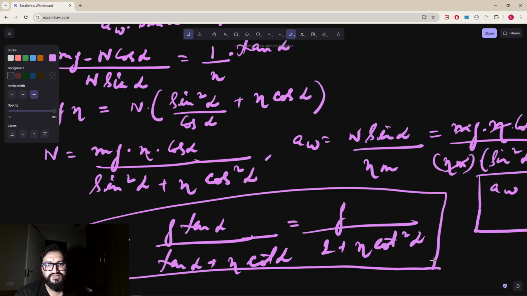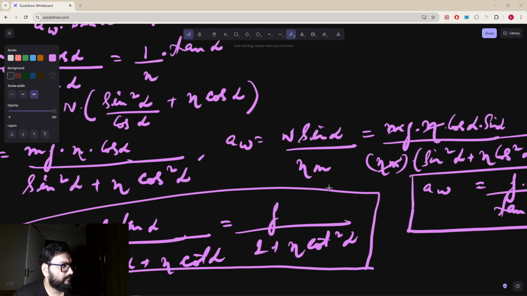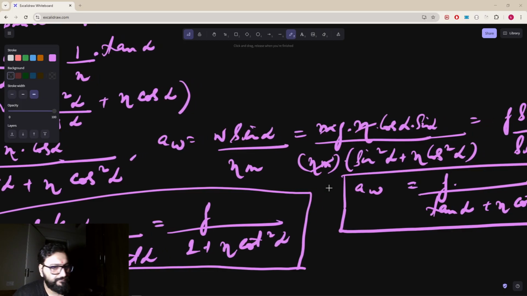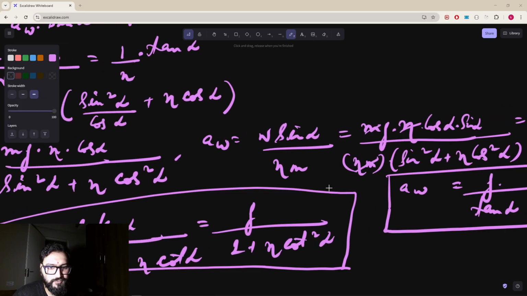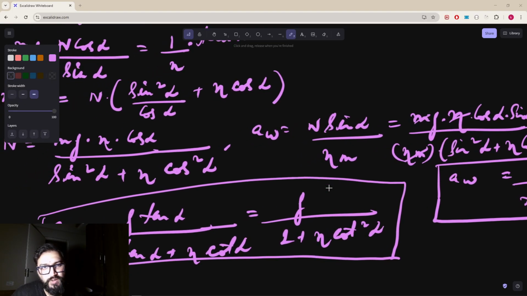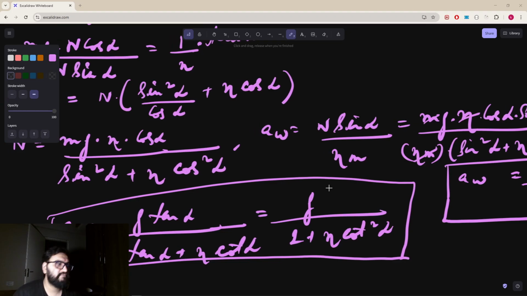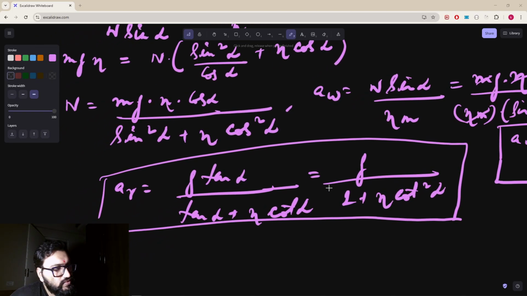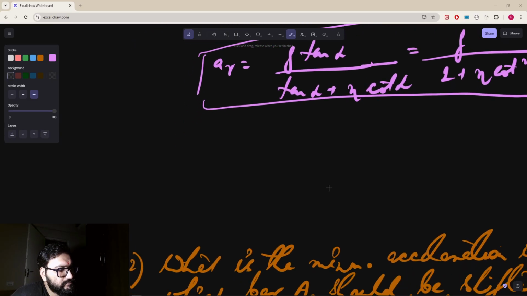Okay, let me check the answer. Yeah, that's fine. That's perfect. So this was the first problem wherein I had to write down the force equations and also one constraint equation. So yeah, let's solve the second problem now.